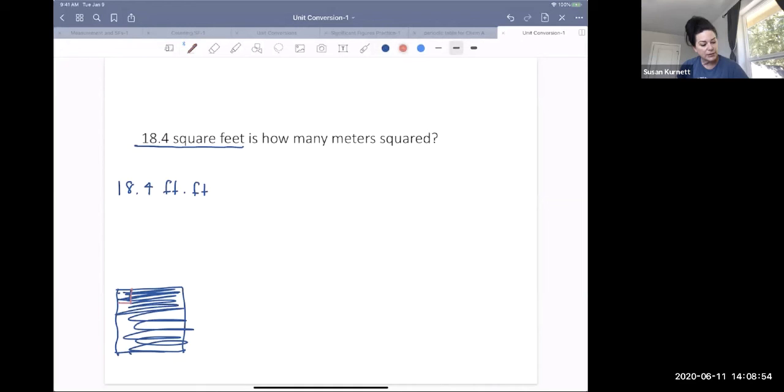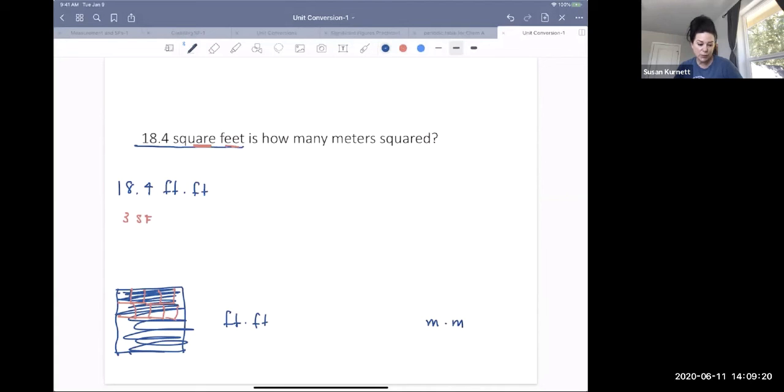square feet. So square foot, square foot, square foot, and there would be 18.4 of those present. So that's a measured number, and it's 3 sig figs. And the thing that is squared is the units. And now we're headed to meters squared. So one way to look at this is I'm headed from feet times feet to meters times meters.